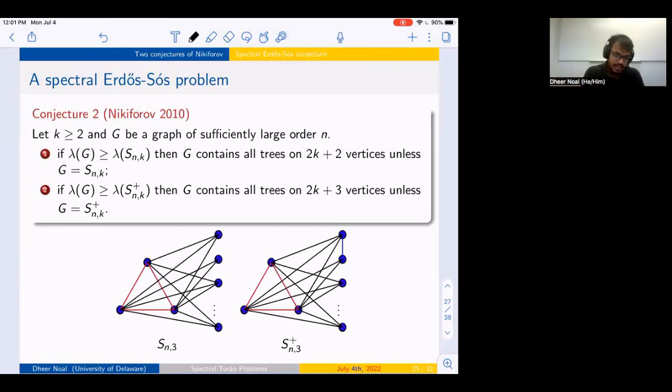This can be interpreted as saying that the maximum of spex, where now this is small spex, so it's the spectral radius, the value of the spectral radius for any tree T such that the cardinality of V(T) is equal to 2k+2, is achieved only by S_{n,k}. And similarly, for 2k+3 it is achieved only by S_{n,k}^+.